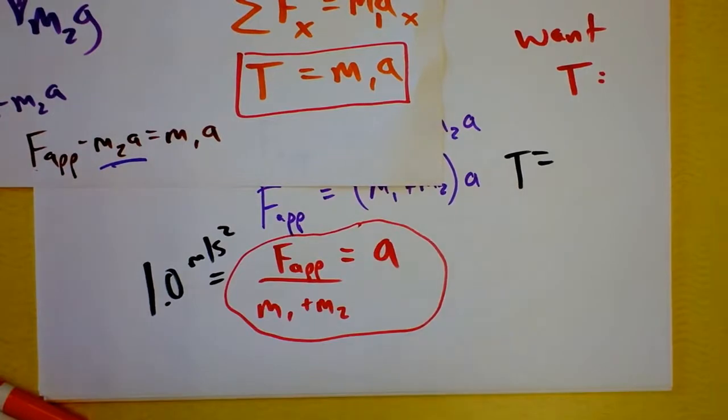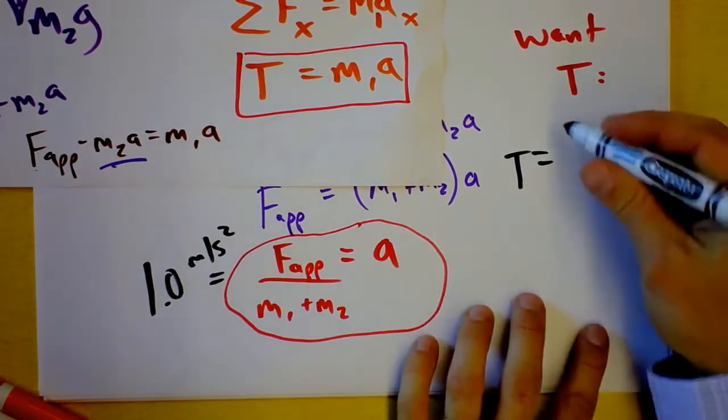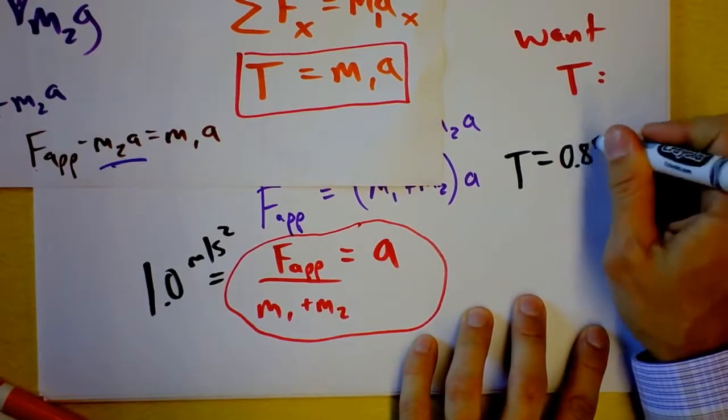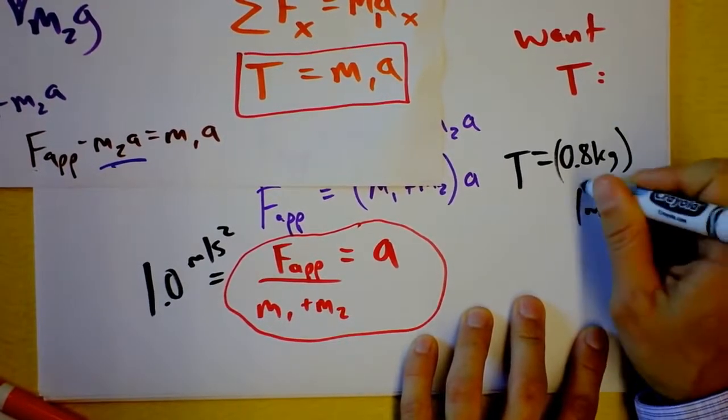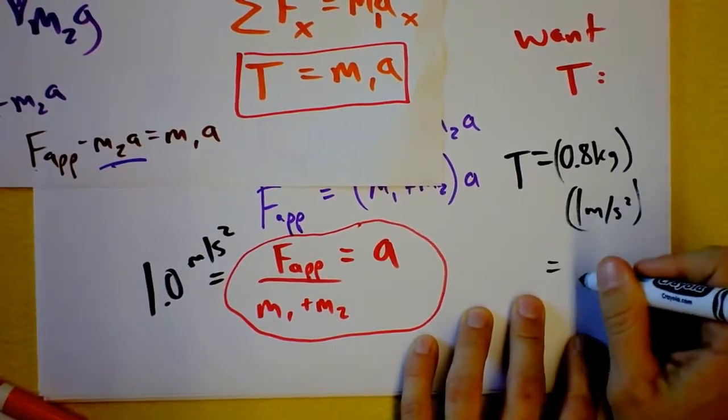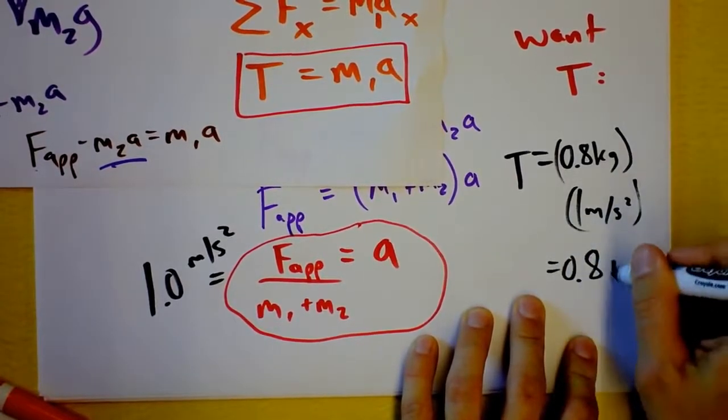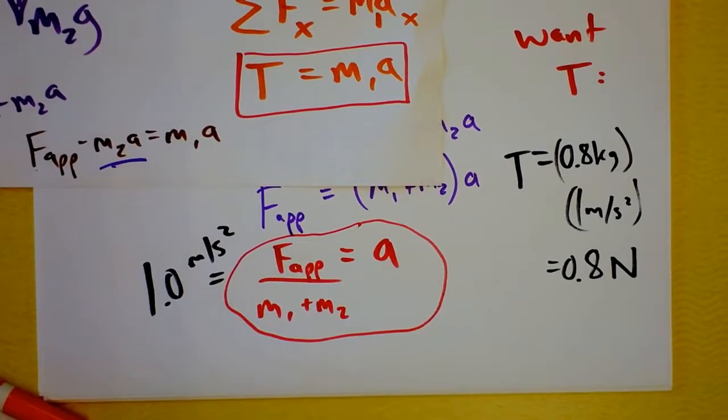And mass 1 was, wait for it, 0.8 kilograms. So tension is 0.8 kilograms times 1 meter per second squared. If you multiply those, you get 0.8 newtons. Okay, cool.